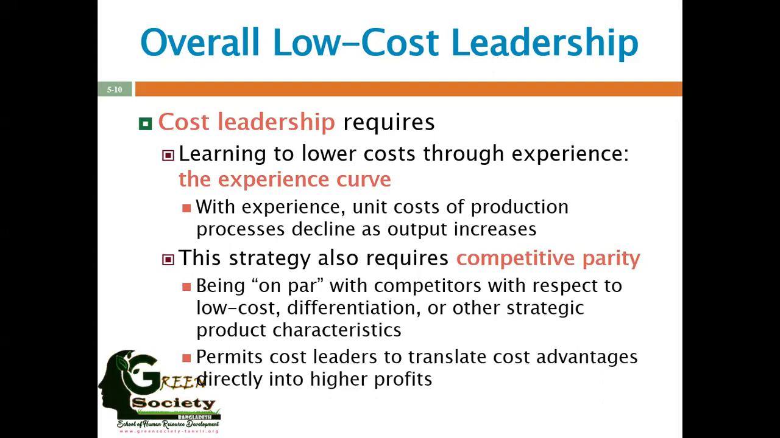Competitive parity. If your quality fluctuates a little, then it's really risky. So what it says is on par with competitors with respect to low cost, differentiation, segmentation. So competitive parity means at least your position should be nearest. Yes, you are compromising on cost. You are trying to make cost affordable to customers, but you should not compromise in a way that your position will decline. So competitive parity means try to stay at least at the nearest level or equal.